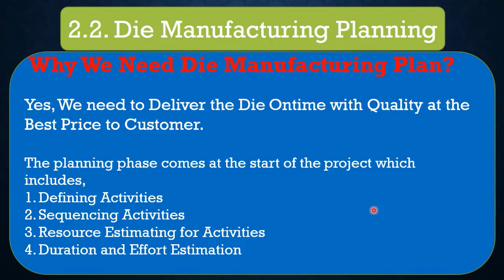Defining activities is nothing but breaking the high level processes in die manufacturing down into high level activities. That is pattern making, casting, 2D and 3D machining. Many people use work breakdown structure as one of the tools for breaking the high level activities into separate tasks. So we can see in the upcoming slides.